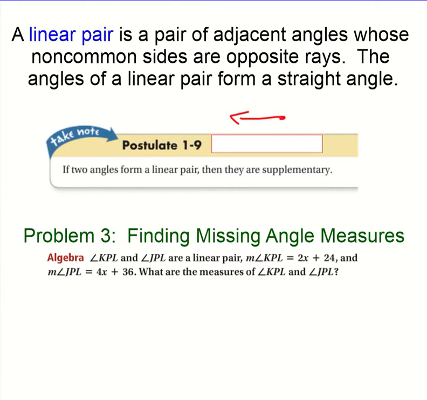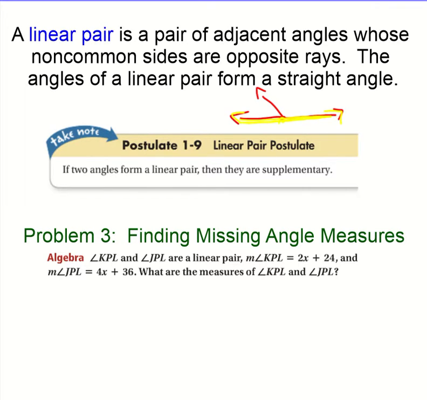Here's our point. Here's our first angle. And then our other ray is the opposite of that first one, so it goes this way. And so these two angles would form a linear pair because we have this line right here where we have two opposite rays. So the sum of these two linear pairs is our next postulate.